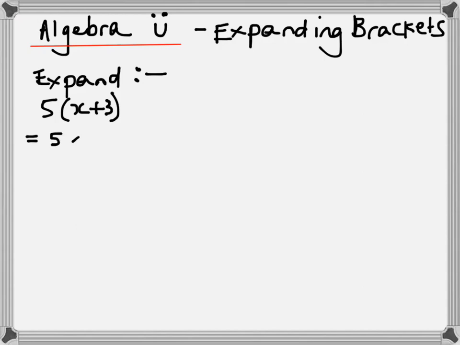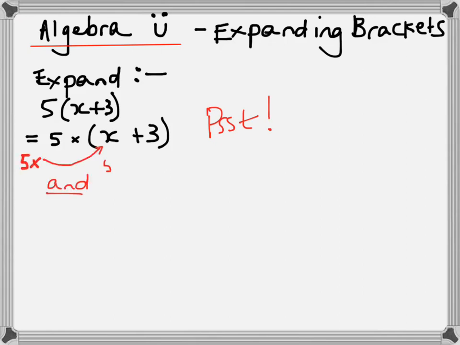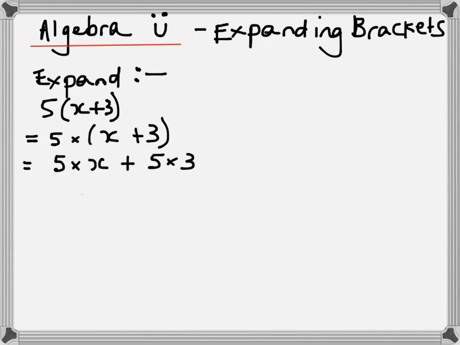Okay, now what that means is that we've got 5 times all of the stuff in the brackets. Okay, so it's 5 times the... oh, what's that? My little helper's come. That means we've got 5 times the x and 5 times the 3. So that's really important to understand. So let's have a go at that. 5 times x plus 5 times 3.